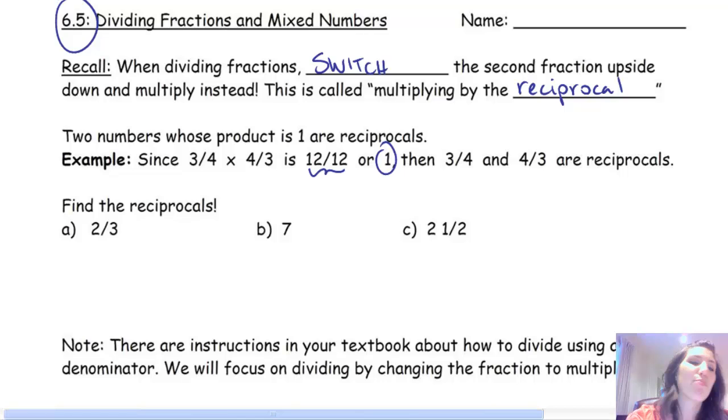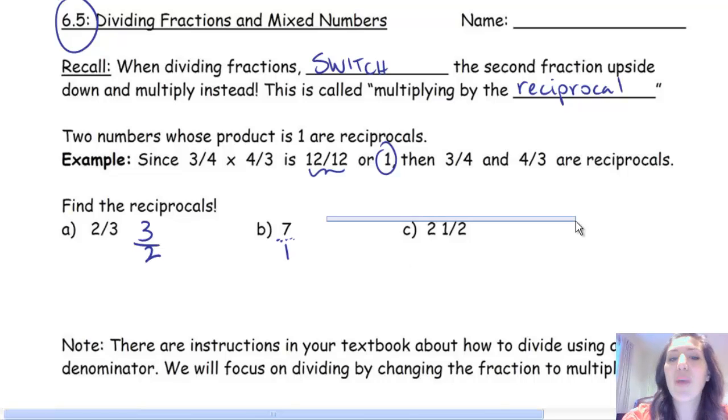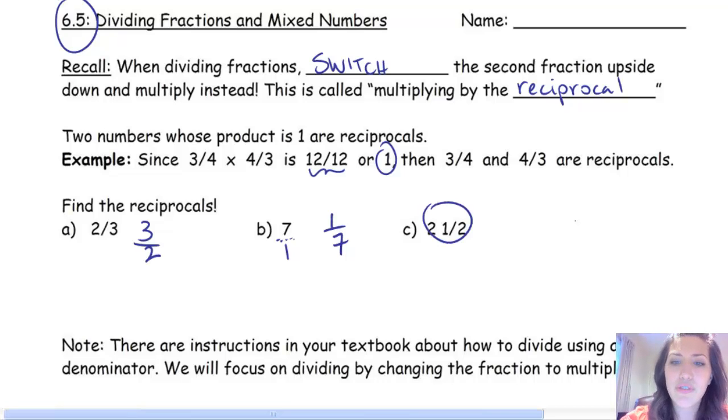Let's find these reciprocals. 2 over 3, the opposite would be 3 over 2. 7. Well, remember that 7 is really just a secret fraction. So 7 over 1, and 1 over 7 is the reciprocal. And 2.5, well, first we need to change this to an improper fraction. 2 times 2 is 4 plus 1 is 5 over 2, so the reciprocal would be 2 over 5.